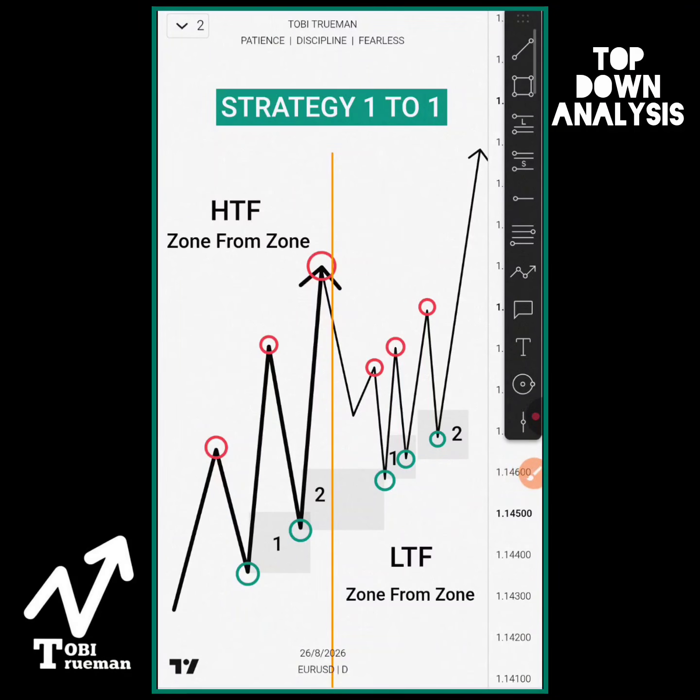Now you can see in this drawing over here, in this skeletal drawing of how price moves on the market. When you look at the charts on the left over here, you can see this is a representation of the higher time frame, zone from zone. This is our first strategy. I call it strategy 1 to 1. The first strategy, you can check that on the channel, that I did was about zone from zone. What that means is this: we have to identify a previous high point. That's if this is a buying market.